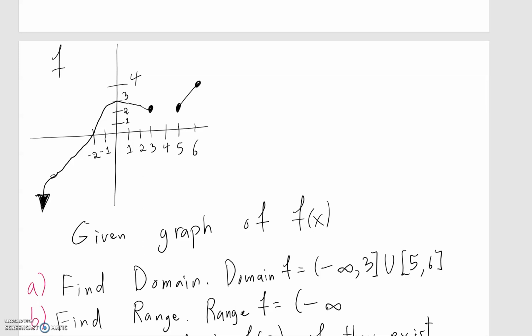Remember that your range is a collection of all the outputs. This is going from bottom to top. From bottom to top, we are hitting all of these y values from negative infinity all the way up to positive 4. So my range is the interval from negative infinity to positive 4 with a bracket on 4 because we attain that value.